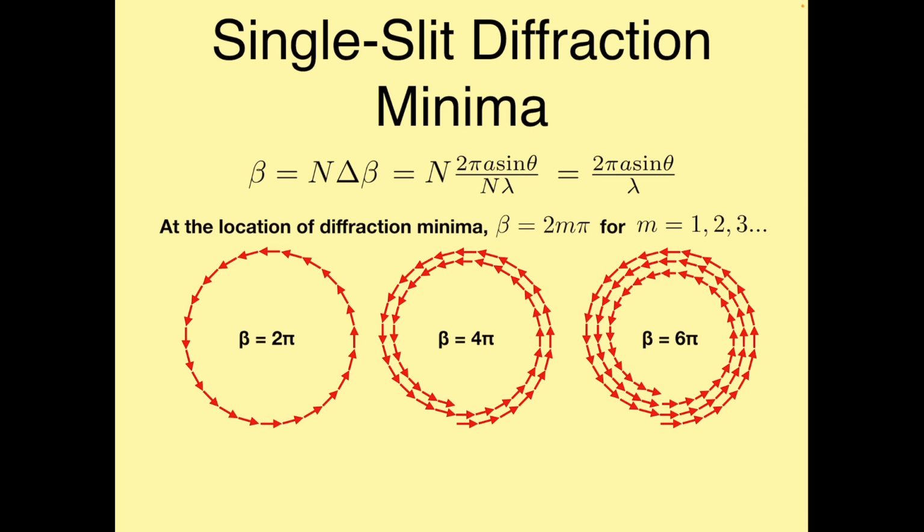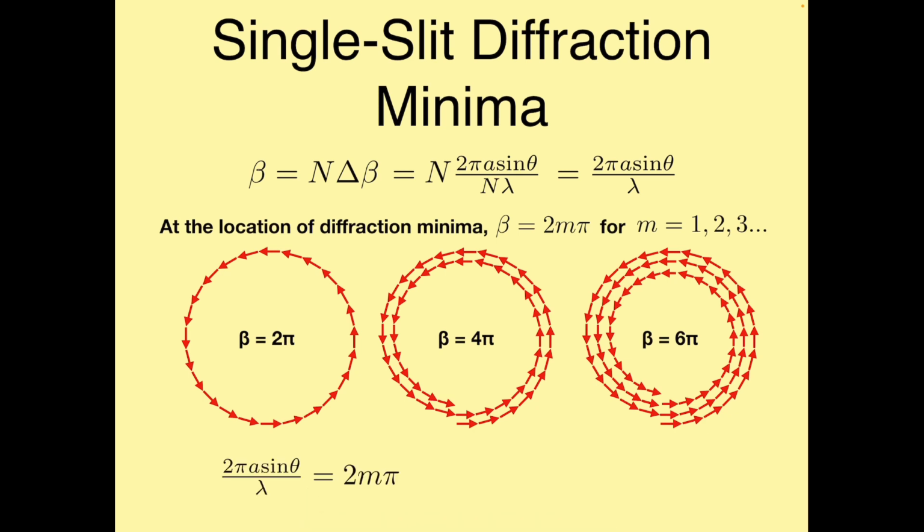So what we can say in general is beta is equal to 2 times m times pi at the location of these diffraction minima, where m can be 1, in which case beta is equal to 2 pi, m can be equal to 2, beta is equal to 4 pi, m can be equal to 3, beta is equal to 6 pi, and so on. But notice m equals 0 doesn't work here. Okay, that's important to remember. M is just 1, 2, 3, and any integer above that.